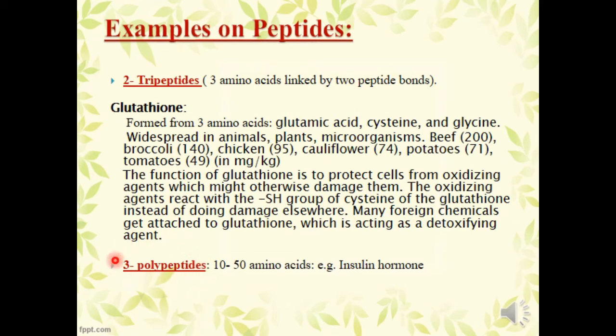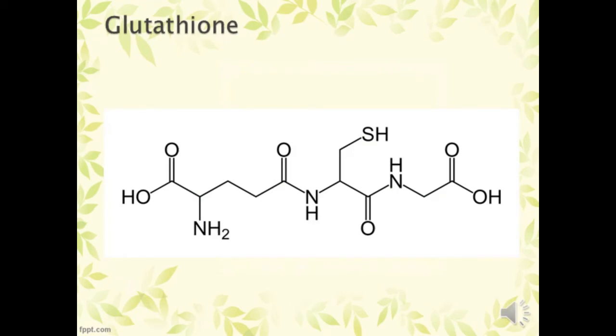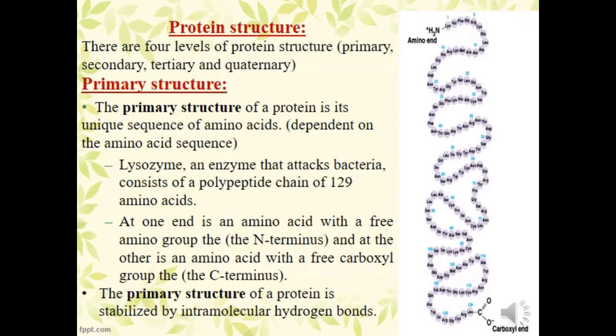Next is polypeptide. Polypeptide means you have 10 to 50 amino acids joined by peptide bond. Examples of polypeptides are hormones, like the insulin hormone. So this is glutathione. Next we will move on to the structure of protein. Protein will only form if there are more than 50 amino acids joined by peptide bond.